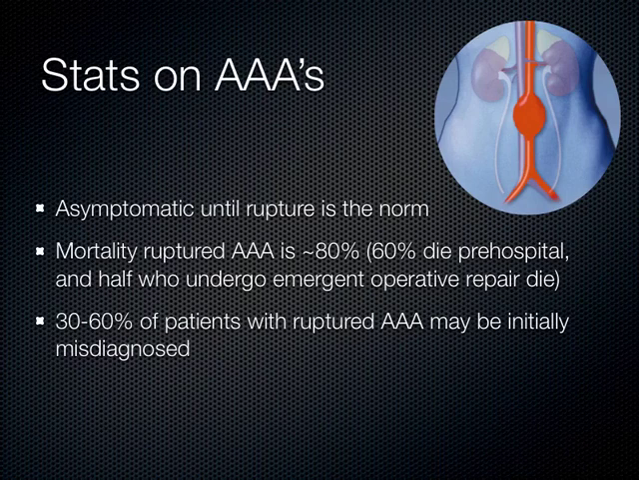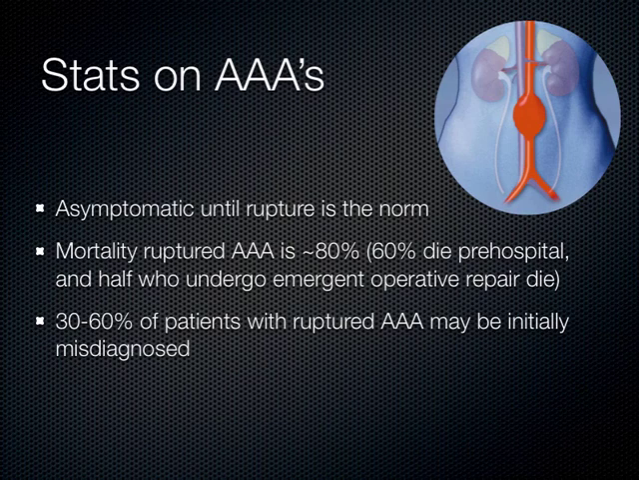Now, the problem with these AAAs, abdominal aortic aneurysms, is that they can be asymptomatic right up until the moment they rupture. You know who had one? Rodney Dangerfield. Did you know that? Yeah, he had a AAA. And he's on all these brochures for AAAs, saying, you know, check your aorta out.